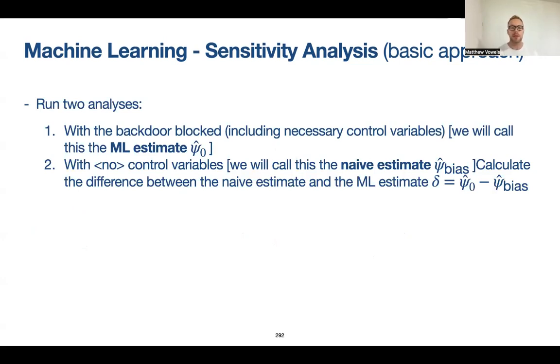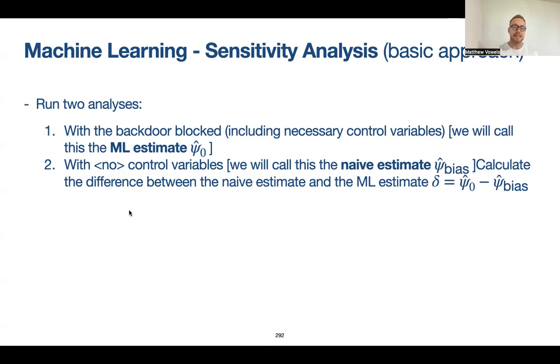We start off with the backdoor block, so we include the proper estimate. We could even use the targeted learning approach we saw in the previous section to get these confidence intervals and the statistical inference out from the machine learning estimates. So we have this initial estimate psi hat 0. We then run the same analysis, but without including control variables, or at least we leave out some core control variables that we think maybe explain most of the confounding effect. And we're going to call this the naive estimate, psi hat bias.